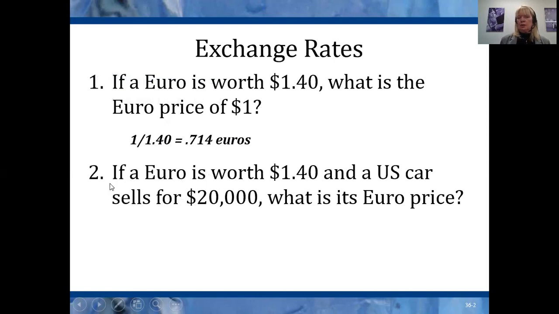So if a euro is worth $1.40, and a US car sells for $20,000, what is its euro price? Well, first of all, let's back up and talk about that. If that car is made in the US, the workers here are paid in US dollars, the materials people are paid in US dollars, the landlord here is paid in US dollars, the utility companies are paid in US dollars. Everything here happens in US dollars. So that car is going to be priced in US dollars.